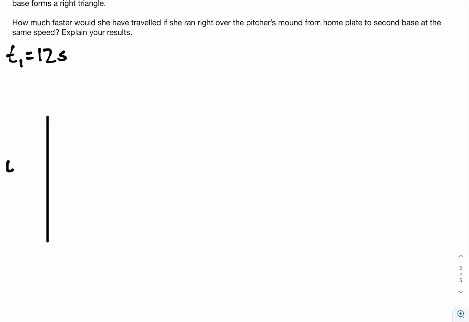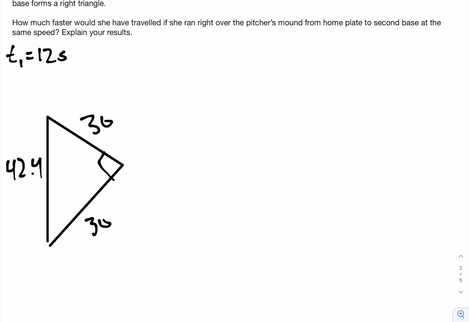This is 42.4. This was 30. This was 30. This was a 90-degree angle. Okay. So now we can use that T equals D over V formula.